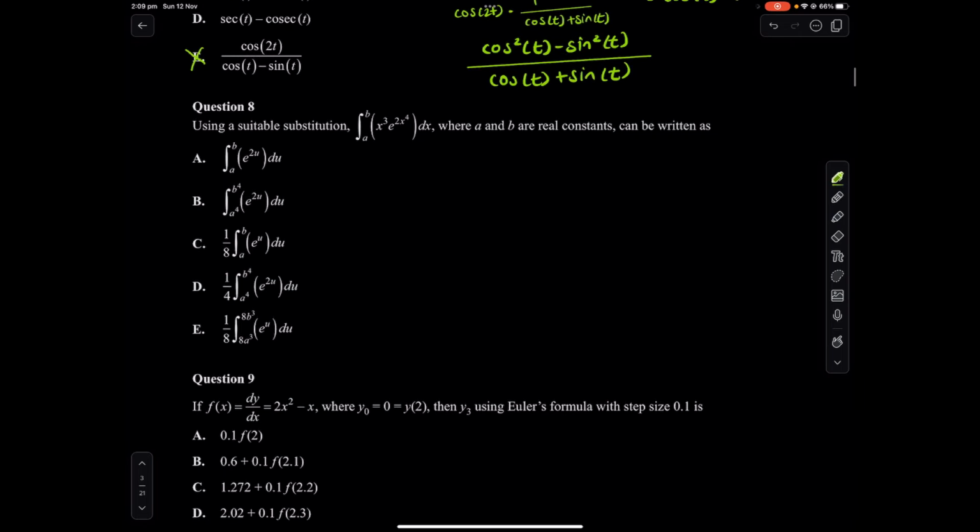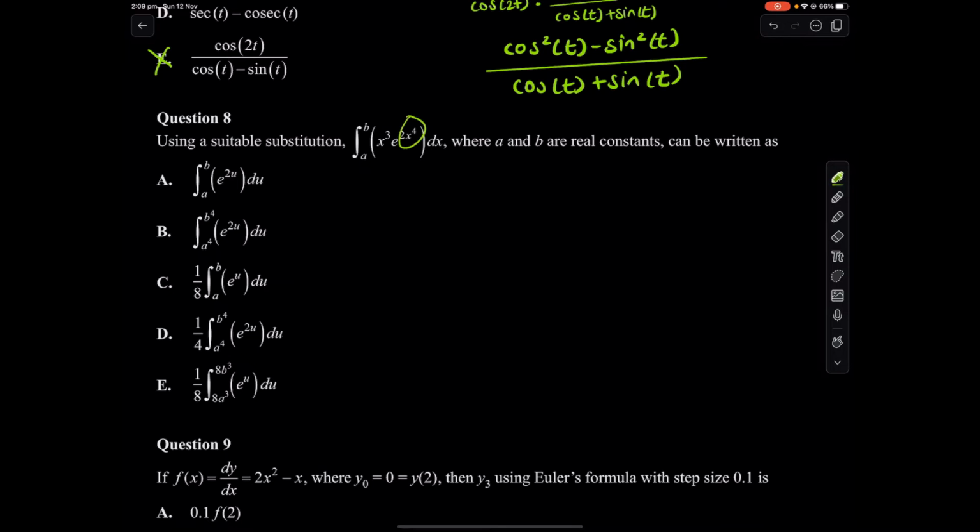Question 8. Using a suitable substitution, where a and b are real number constants, can be written as what? Okay. Alright, so if we let u equal x to the power of 4 for this case, and you find your dx, which is just 1 over the derivative of this, which is 4x to the power of 3, multiplied by du.